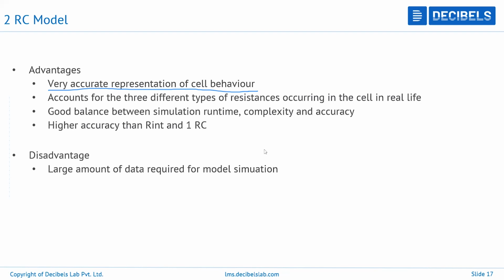It is much more accurate than the RINT and the 1RC, capturing a good amount of cell dynamics, much more than the 1RC. While all this is an advantage, the disadvantage is that when you're going for data analysis, which is collecting the data for the modeling and simulation part, a lot of time is consumed and a large amount of data is usually required. That's the only drawback. Apart from that, the 2RC model is very advantageous. It really does not have too many disadvantages in realistic scenarios. For our day-to-day EV applications or EV simulations, this kind of model is usually preferred.